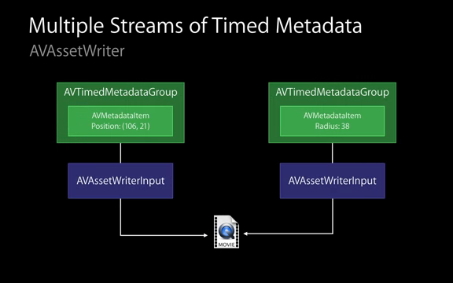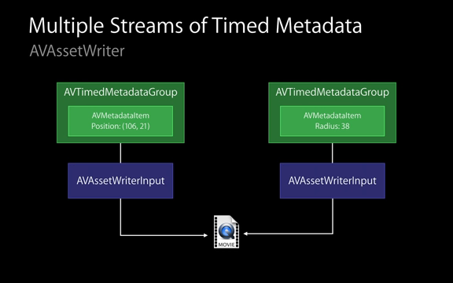First up, what if you're writing timed metadata and you have multiple streams of metadata that use different identifiers? How do you get those into the same file? Well, we actually have this situation in the demo app. We have that circle, which is comprised of two different pieces of information, the position and the radius. So we're representing these in the demo app as two distinct streams of metadata.